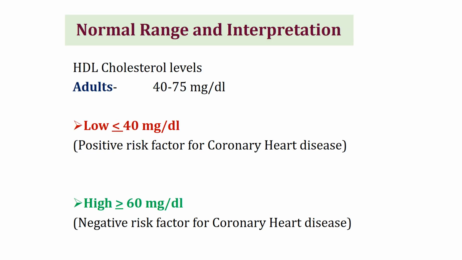Now, normal range and interpretation. The normal range of serum HDL cholesterol in adults is 40 to 75 mg per deciliter. Values lower than or equal to 40 mg per deciliter are a positive risk factor for development of coronary heart disease, while values more than or equal to 60 mg per deciliter are a negative risk factor for development of coronary heart disease. This means if a person has an HDL cholesterol level less than 40 mg per deciliter, that person may develop coronary artery disease or coronary heart disease in future.